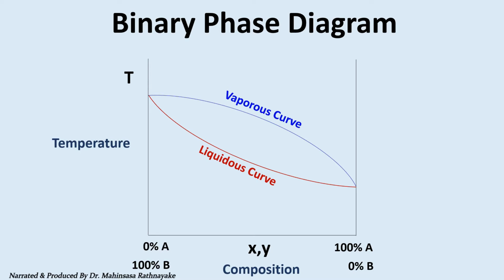The vapor and liquid equilibrium curves separate the graph into three regions. The area below the liquidous curve is the liquid region. Above the vaporous curve is the vapor region. And the area within the two curves is the vapor-liquid region.